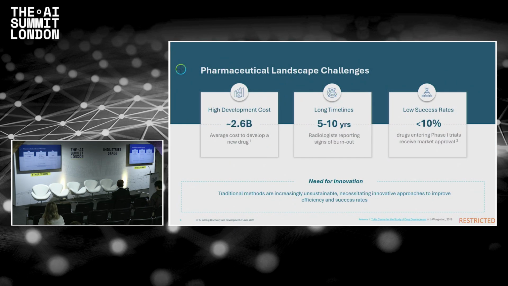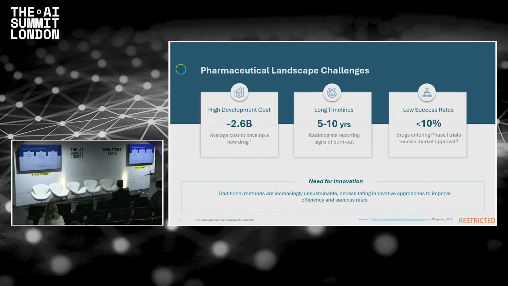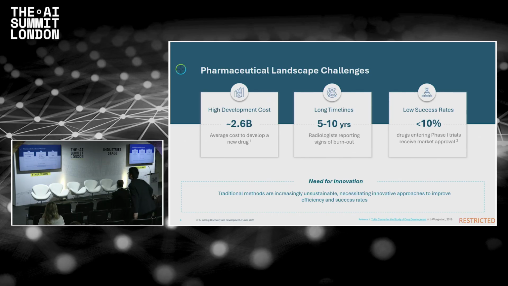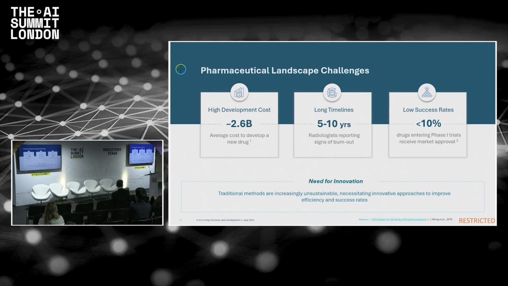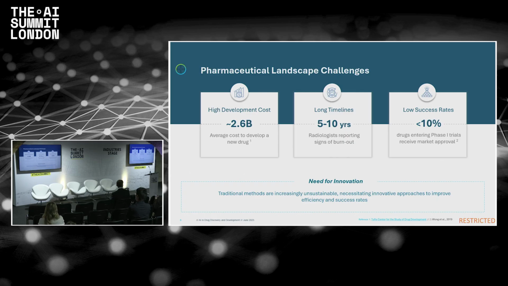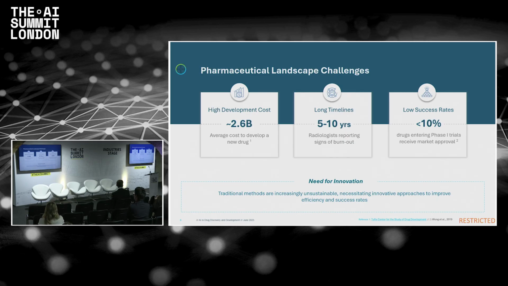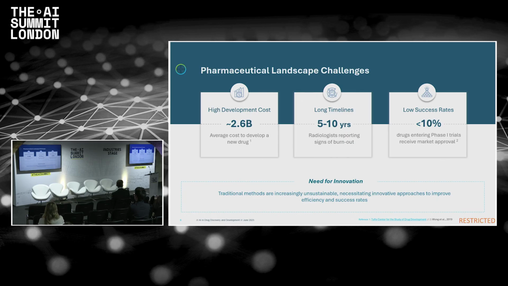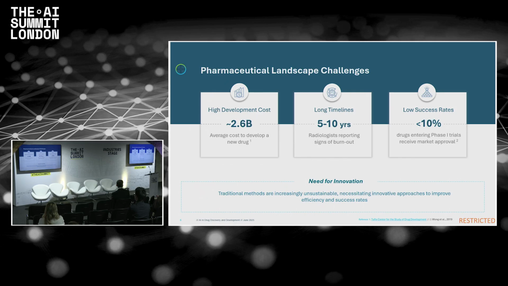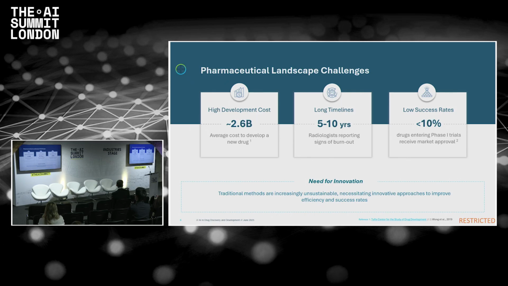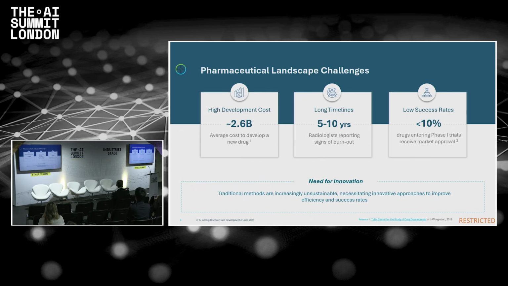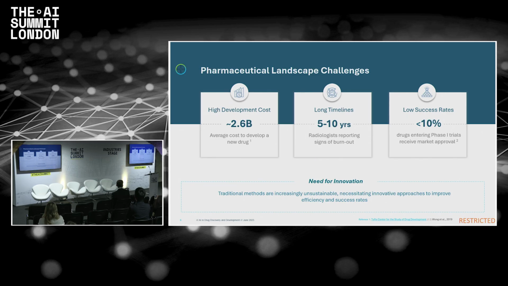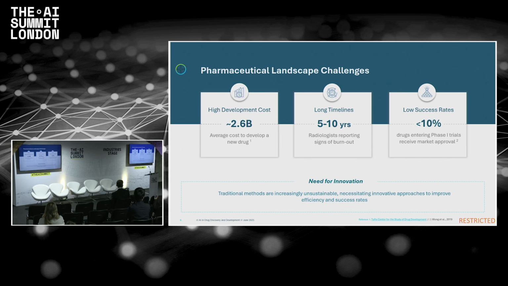So in terms of numbers, this is the rough cost of developing one drug, up to 2.6 billion. It takes up to 5 to 10 years. Of course, there are exceptions, where during COVID we saw drug development timelines reduced a bit. And then the success rate is very low, below 10%. So it's a very risky industry. So you could imagine there is a huge potential and demand for innovation.